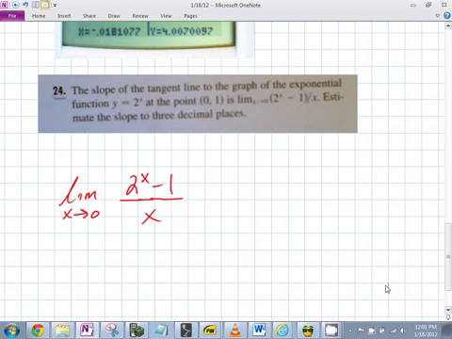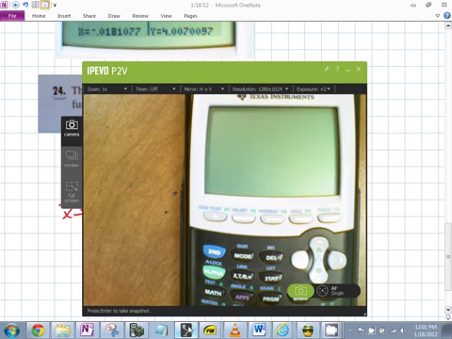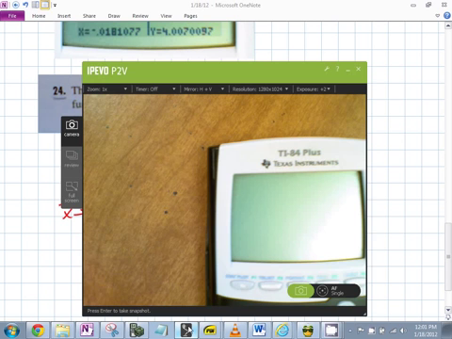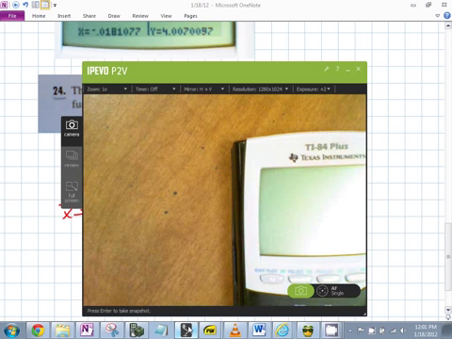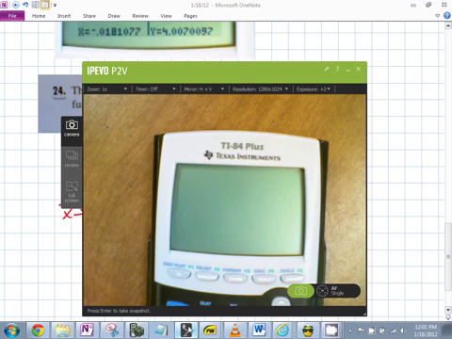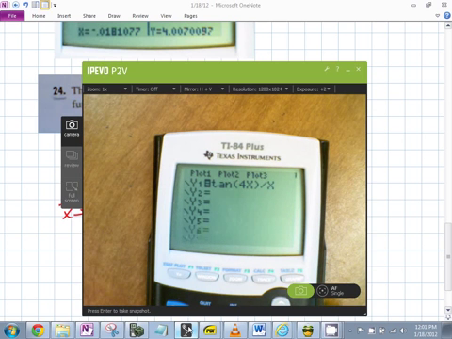What are we going to make? Put the function as... okay. So first make the function. So what is it? It's (2^x - 1) divided by x. And now what am I going to make?